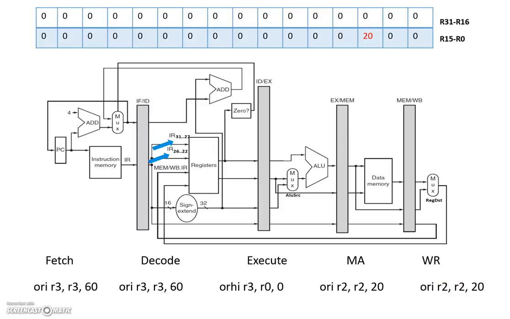The same instruction will be passed on to the next stage, but the other stages will remain active although the first 4 stages are inactive. So execution of ORI R2, R2, 20 will occur and register R2 will get value 20.